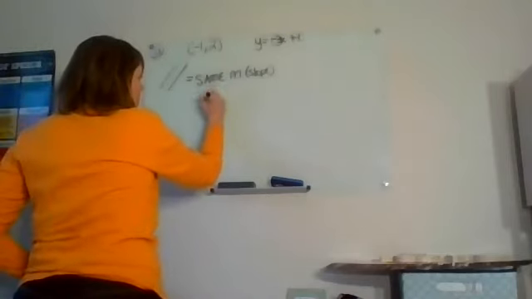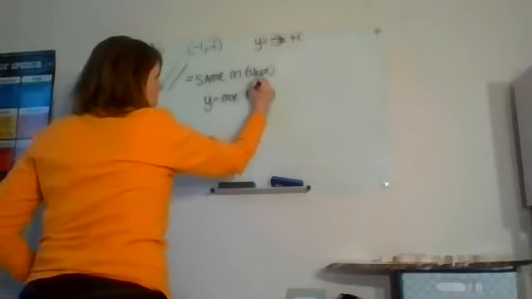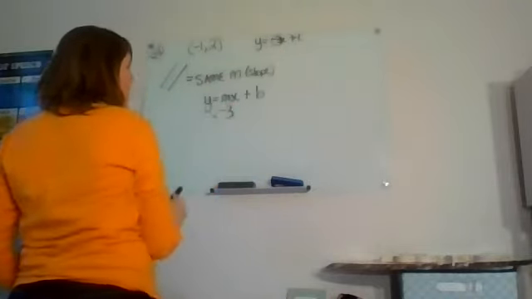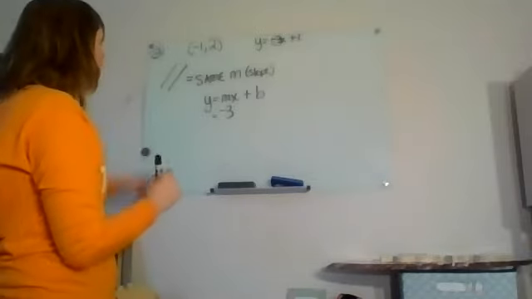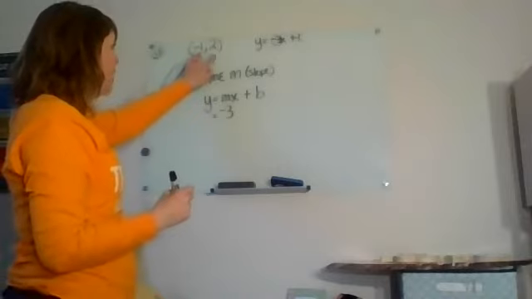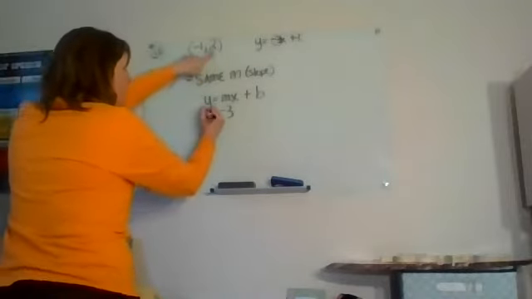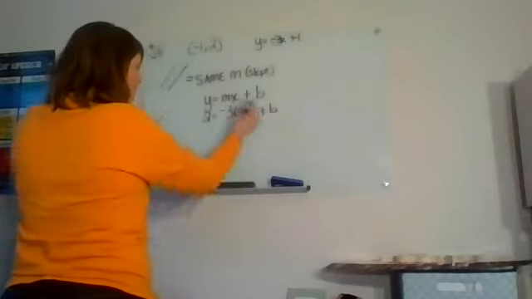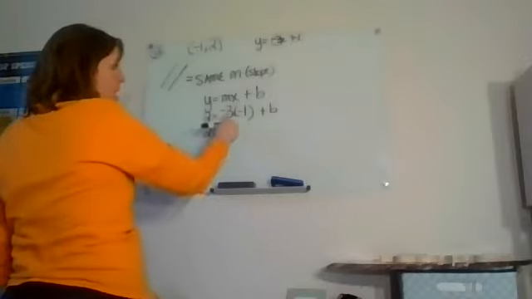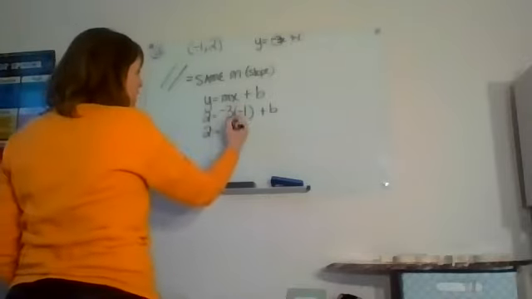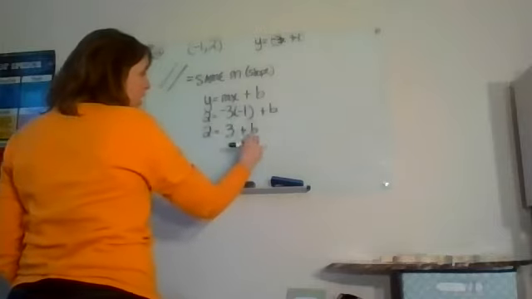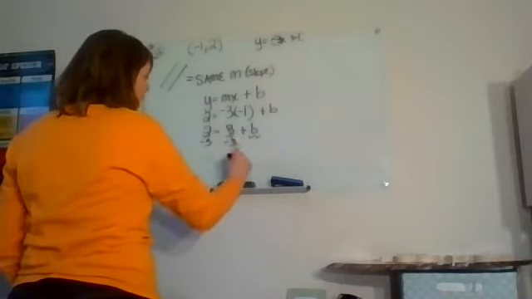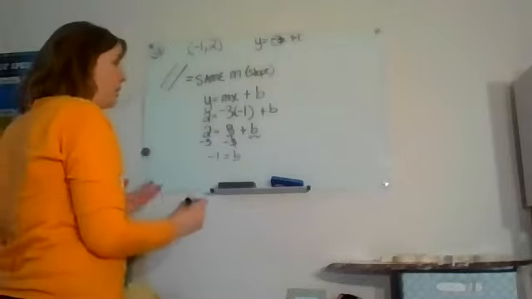So go back to my best friend, y equals mx plus b. Well, I know their slopes have to be the same, so I'm just going to type in -3 there for m. Now I've got to plug in x and y. Please be careful. Y comes first, but it comes second at a point. So 2 is here, -1 is here, plus b. Now I'm going to solve it. 2 equals, a negative times a negative makes a positive, so it'd be 3 plus b. Now I've got to get b isolated by itself, so I'm going to subtract 3. So b equals -1.